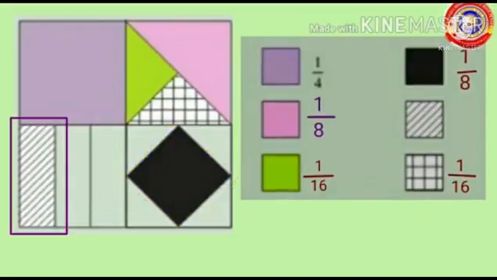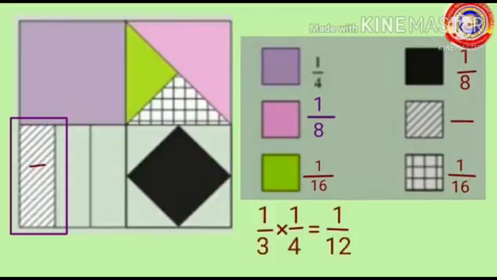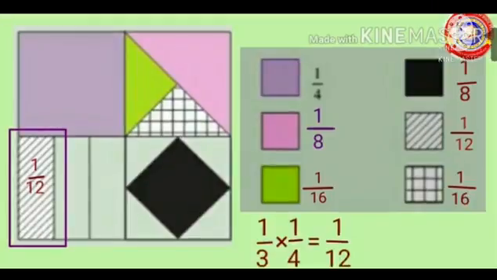Next, we have to find how much of the square is this shaded part. This shaded part is 1 by 3 of 1 by 4. That is 1 by 3 into 1 by 4, which is equal to 1 by 12. Children, did you understand this?